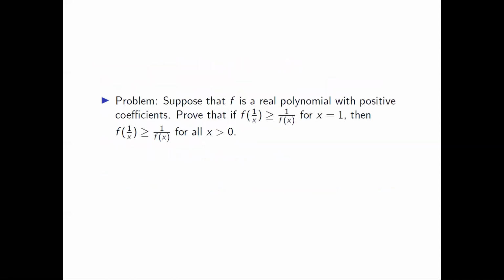Here's a problem for you to think about. This problem uses one of the inequalities that we have discussed recently. Suppose that f is a real polynomial with positive coefficients. Prove that if it is true that f of 1 over x is greater than or equal to 1 over f of x at x equals 1, then it must be true that f of 1 over x is greater than or equal to 1 over f of x for all x greater than 0. So for all positive x, that inequality must be true, as long as it's true at x equals 1.